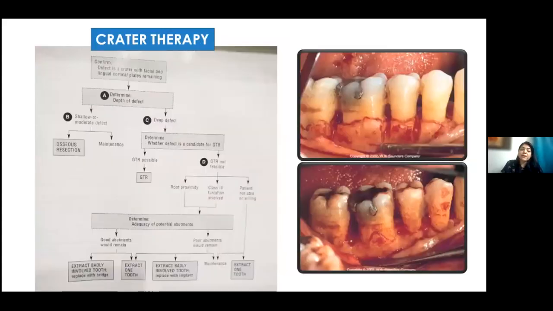Crater therapy, I told you already. If the crater is shallow, then we can very well do osseous resection and maintain it. If there is a deep defect and you think it is a contained defect, we can do bone grafting. If it is not a contained defect and there is furcation involvement and all of that, you can extract if it is a deep defect. Otherwise, generally craters, if they are not too deep, you can do osseous resection and just maintain them.